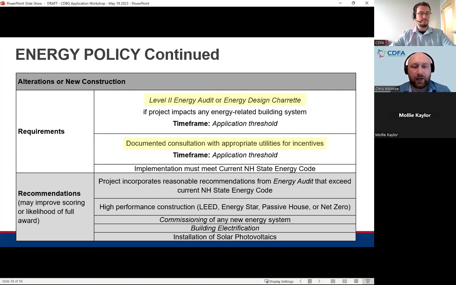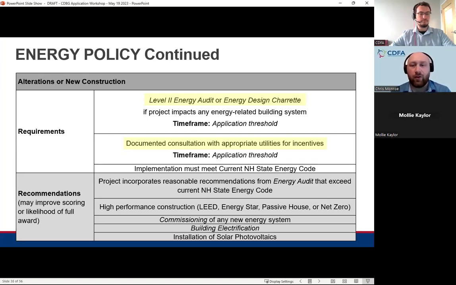Fourth is that the design team considers transitioning from any fossil fuel systems to high efficiency electric systems. An example would be moving from an oil boiler to an air source heat pump, reducing site pollution, increasing opportunities for renewable energy to support the building's heating and cooling. And fifth, that projects look into opportunities for solar or other renewable energy systems.